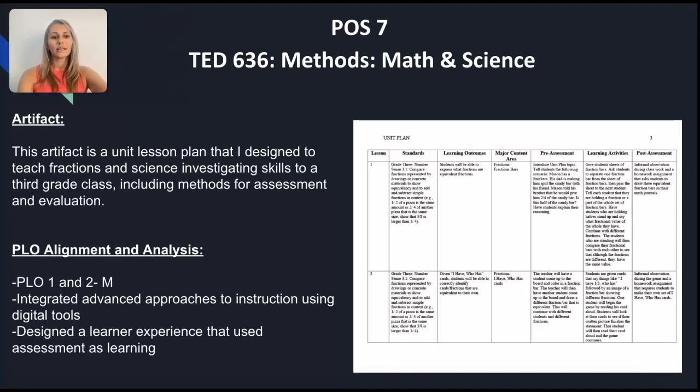I had to use advanced approaches to instruction, assessment, and learning using digital tools again. And I had to design multiple lessons with assessments using a lot of different tools and lesson types and different types of assessment. So I also aligned this to PLO 2 since it had me master my skills of designing a learning experience that included assessments.